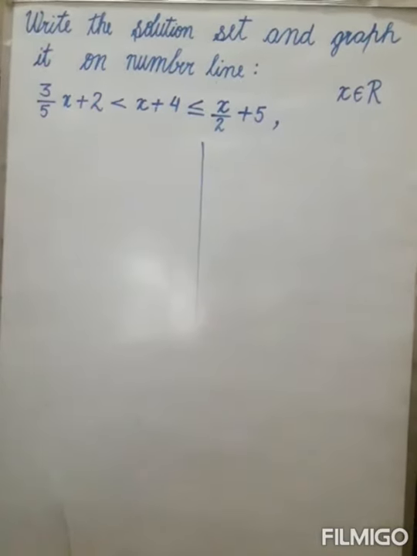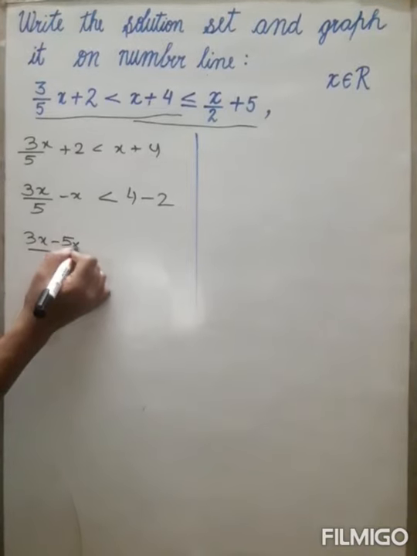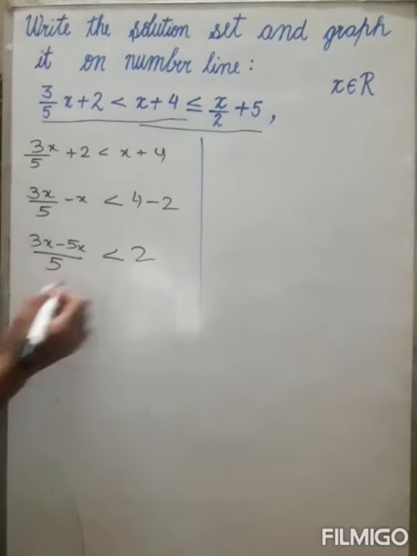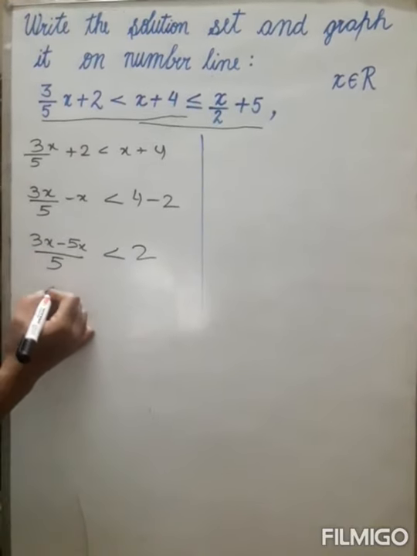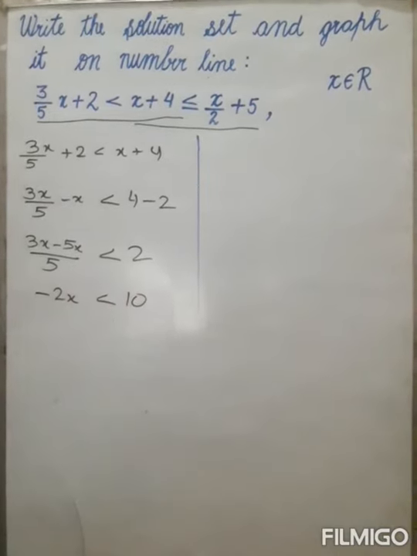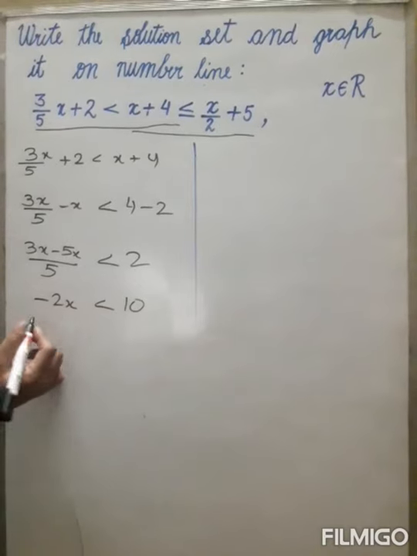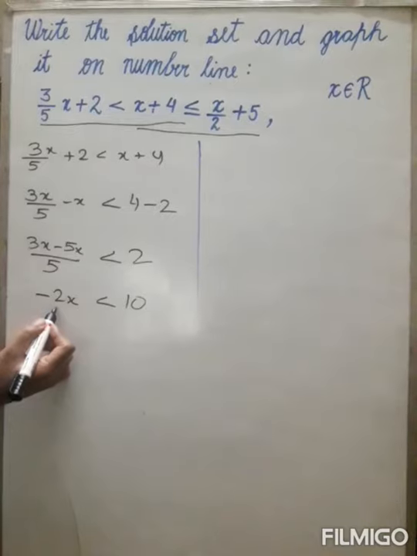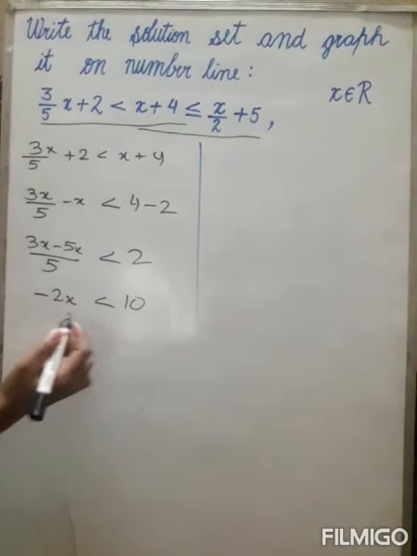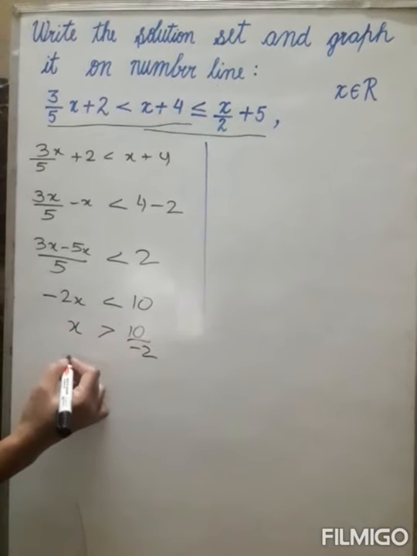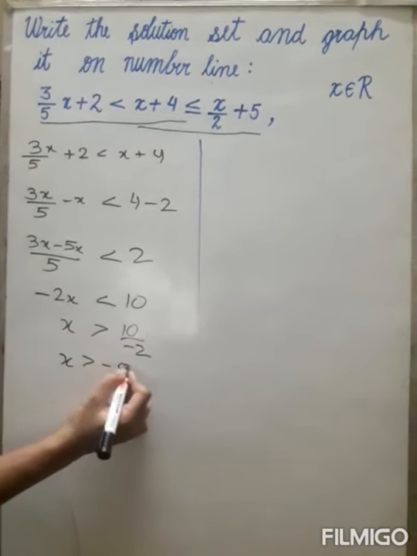Now we will take the LCM. LCM is 5. So here we will have 3x minus 5x, and 4 minus 2 is 2. Now this 5 will be multiplied on the other side, and 3x minus 5x will give you minus 2x, and this 5 is multiplied on the other side, so it will become 10. 5 times 2 is 10. Now we need to divide this minus 2 with 10. Because we are dividing with a negative number, again this sign is going to flip. So it will become 10 over minus 2, or we can write x is greater than minus 5.